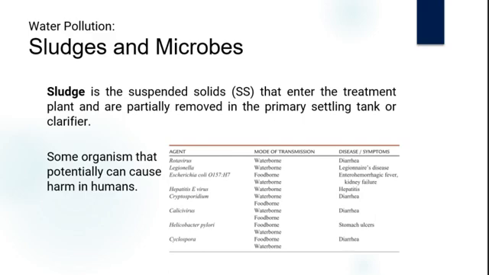Now, there are types of pollutants in water, such as sludges and microbes. Sludge is suspended solids that enter the treatment plant and are partially removed in the primary settling tank or clarifier. Ordinarily, 60% of these suspended solids become raw primary sludge, which is highly putrescent, contains pathogenic organisms, and is very wet.